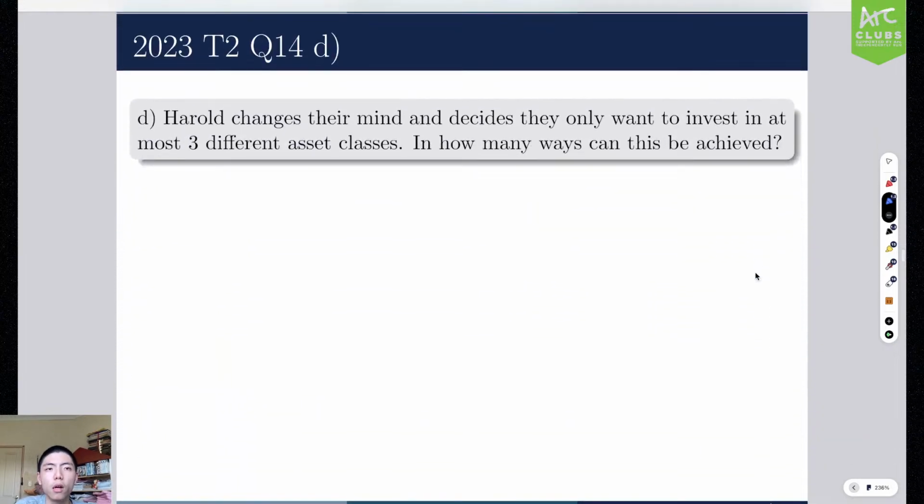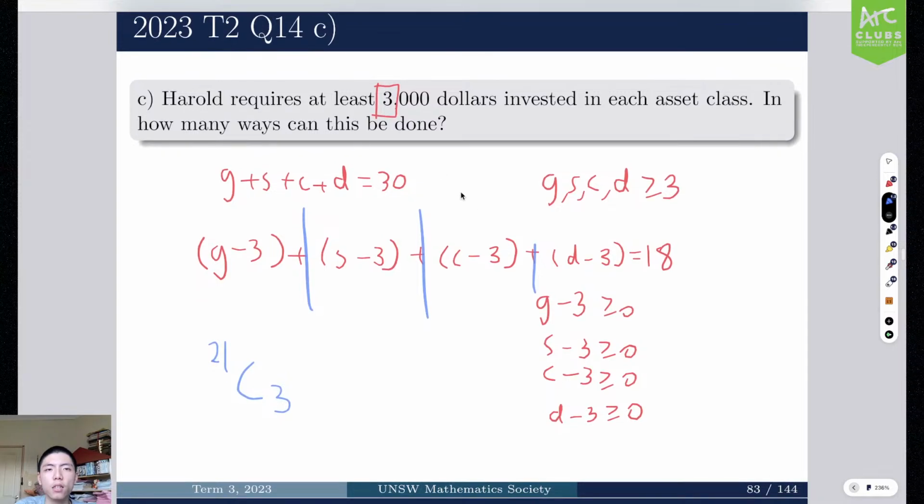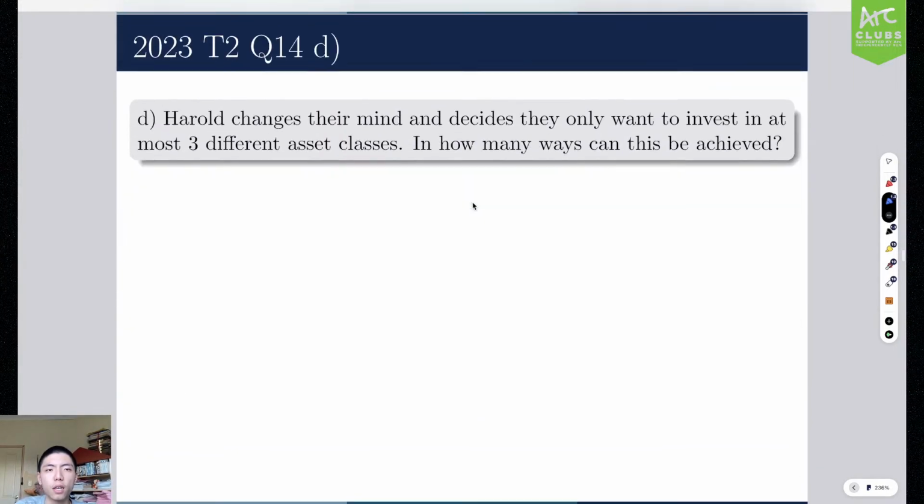Okay, so part D: Harold changes their mind and decides they only want to invest in at most 3 different asset classes. In how many ways can this be achieved? When I first saw this question, I got a bit confused because he said he changes his mind. I wasn't sure if he changed his mind to start from the beginning, or if he just did not want to do what part C said. But it turns out it's meant to be that Harold changes his mind, so he starts completely from the beginning. So this is completely fresh.